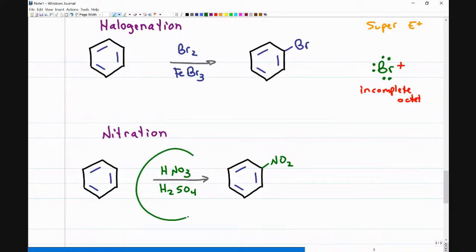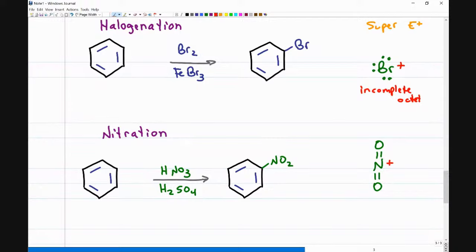And what about this intermediate? Or not the intermediate, I'm sorry. What about the reagent makes it so reactive that makes it such a super electrophile? The intermediate looks like this. We have a nitrogen, double bonded to an oxygen, double bonded to an oxygen with a positive charge.